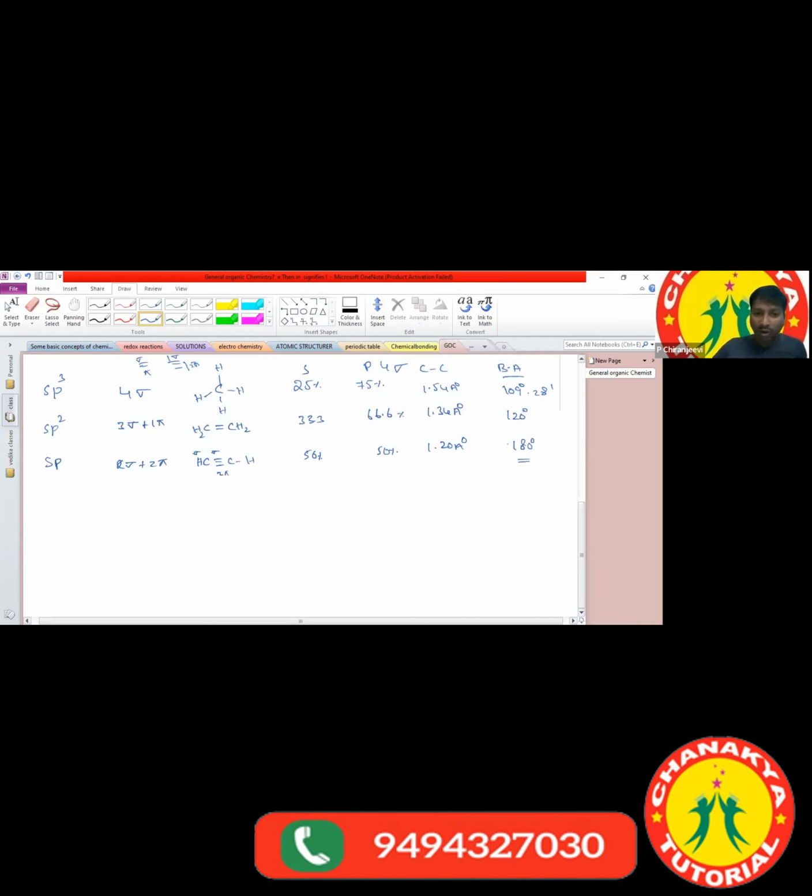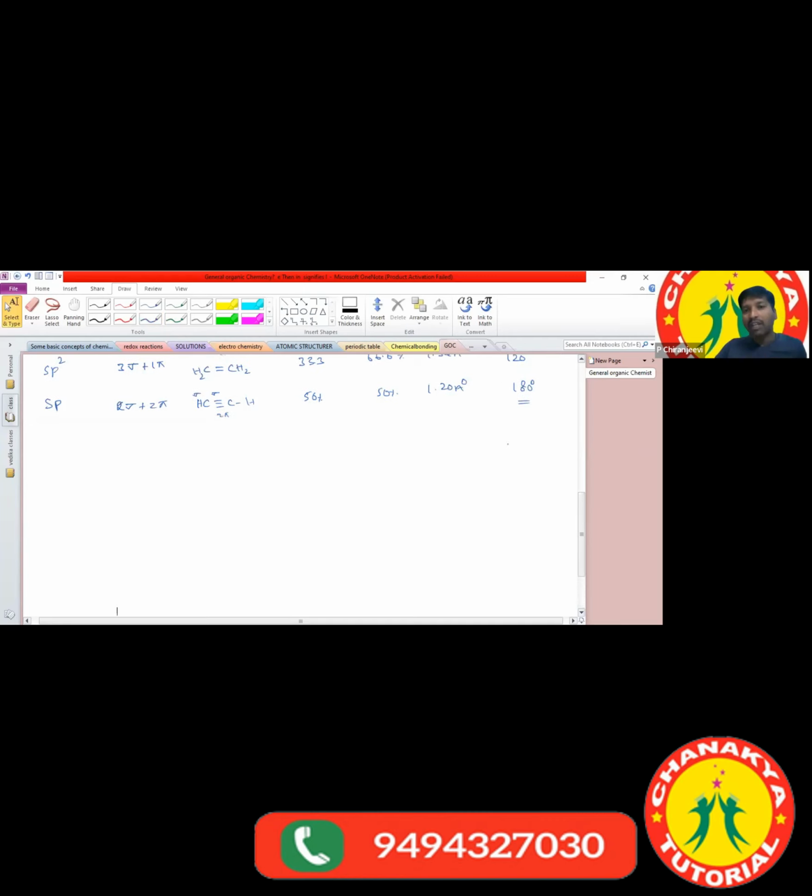Based on this, sometimes they ask questions. What types of questions? Calculate the total number of sigma bonds and pi bonds in a given molecule. For that, I'll give one simple example: CH2=CH2, ethene. How many sigma bonds and how many pi bonds are there in the given molecule?